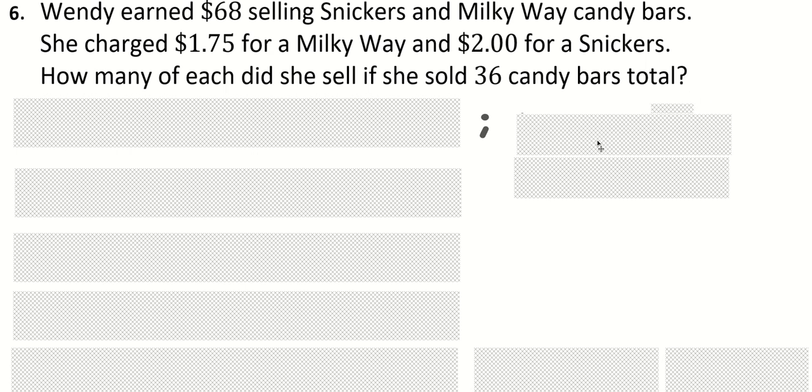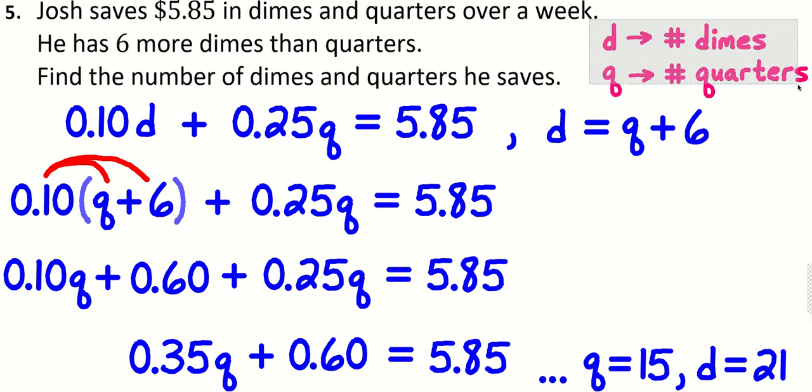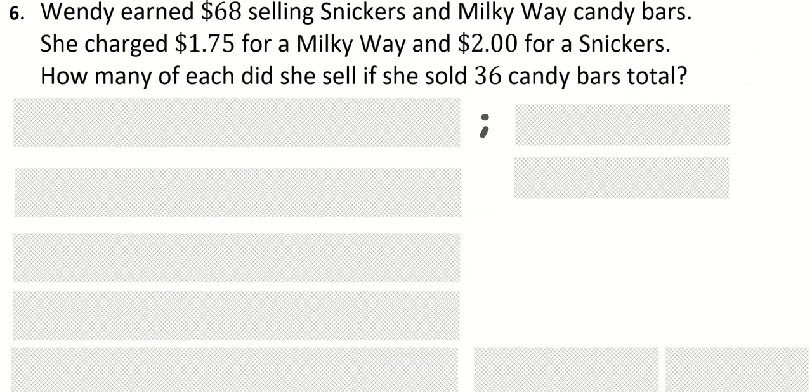So once again, I don't think I literally wrote down, like I did here, what our variables are. How many variables do we have? Is there only one unknown or are there two unknowns? Aren't there two unknowns? Because we have to figure out how many Milky Ways there were and how many Snickers there were. We know the total is 36. So we're going to have two variables. And I'm going to use M for the unknown number of Milky Ways and S for the unknown number of Snickers, okay?